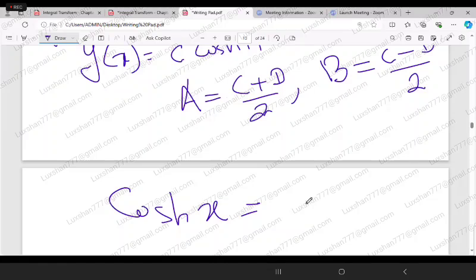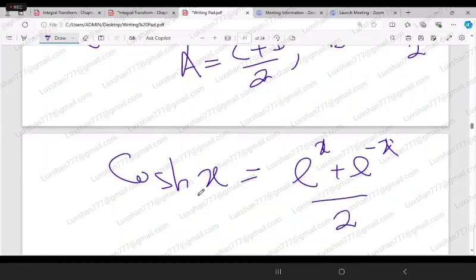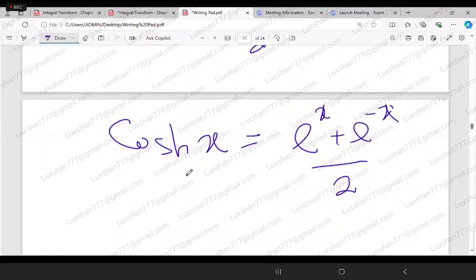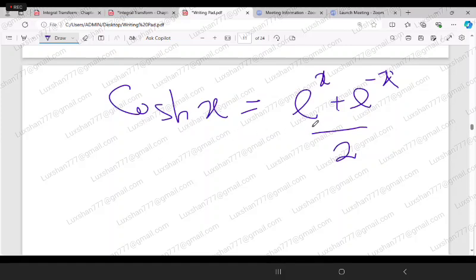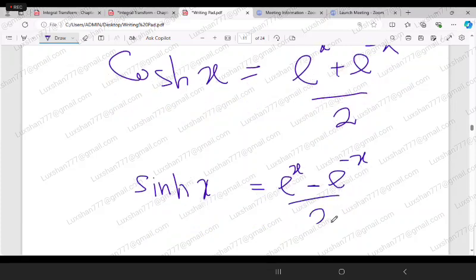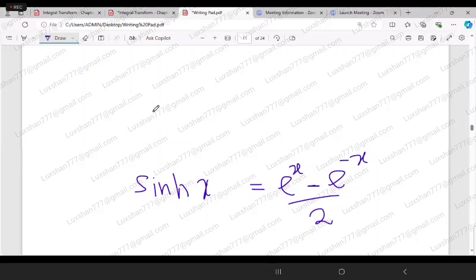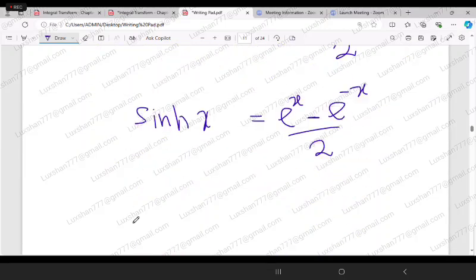These are called the hyperbolic functions. We studied them in MATLAB also. These are the definitions: cosh x is equal to e to the power x plus e to the power minus x divided by 2. Sinh x you can write as e to the power x minus e to the power minus x divided by 2. There are some identities similar to trigonometric identities, okay?